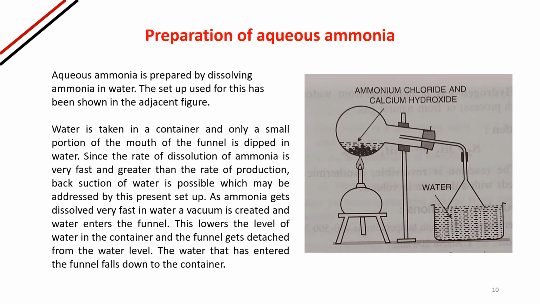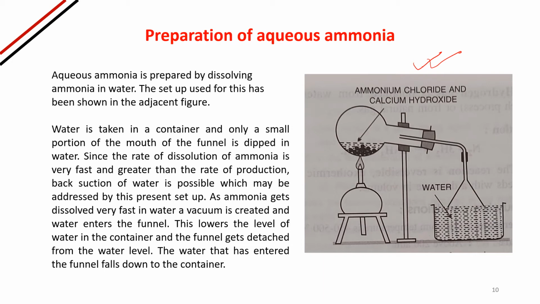Preparation of aqueous ammonia. Aqueous ammonia is prepared by dissolving ammonia in water. This is the setup. Water is taken in a container and only a small portion of the mouth of the funnel is dipped in the water. Okay, that funnel is inserted in the round bottom flask.